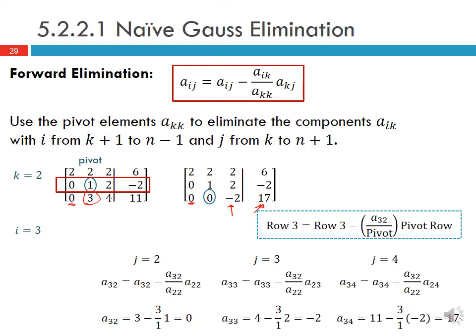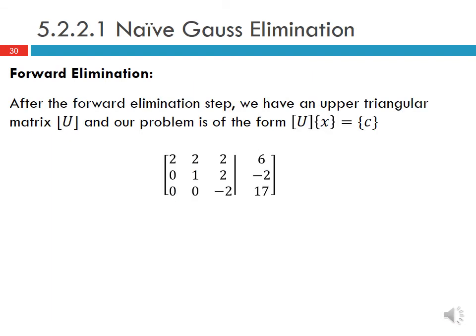And now we've gone through all of our rows and eliminated all of the elements below our pivot element, and now we're left with an upper triangular matrix that we can go ahead and solve. So after the forward elimination step, we have an upper triangular matrix U, and our problem is of the form Ux equals C. You can see that this is an upper triangular matrix as shown here.